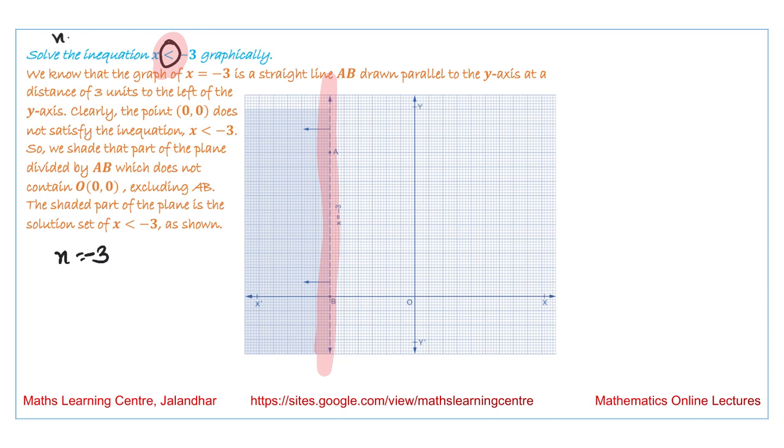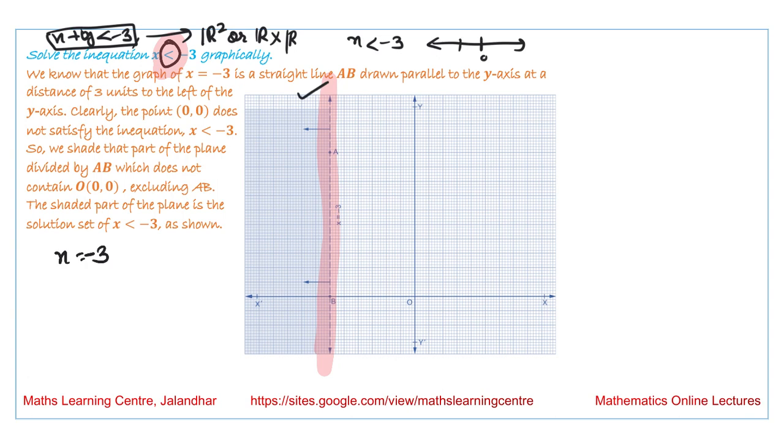We are considering it as x is less than minus 3 with the replacement set R square, or R cross R. That is why we are drawing it in the two-dimensional plane. We are not considering it as a linear inequality in one variable. In that case, we would take the point 0, this is the point minus 3, and the solution set would be all the points on the left side of minus 3. We are not considering this case.